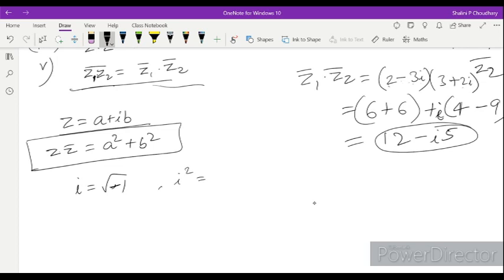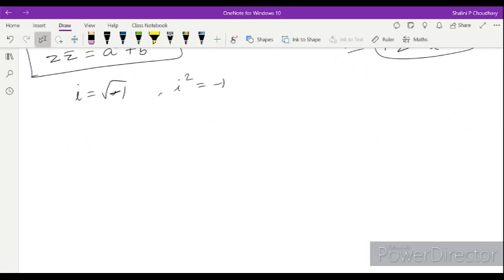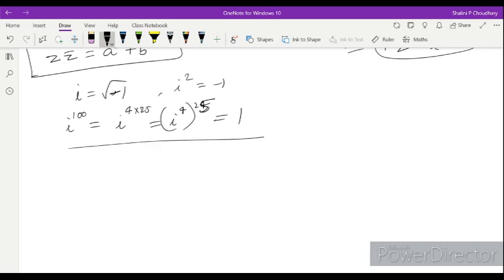Now if i is equal to square root of minus 1, then i square will be equal to minus 1, i to the power 4 is equal to 1. So what will be the value of i to the power 100? Okay, so i to the power 100 means i to the power 4 into 25. i to the power 4 का power 25 का मतलब 1 का power 25, 1 का power 25 will be 1.